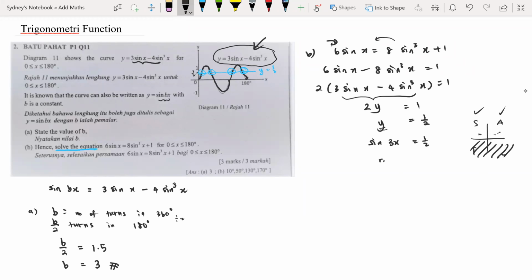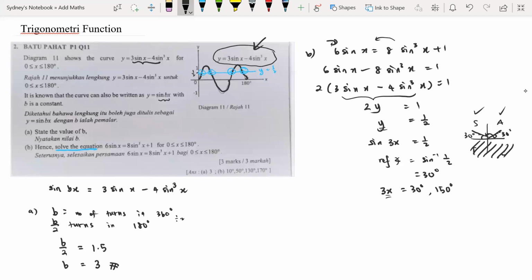Let's find the reference angle. The reference angle must be the acute angle. Let's find out what that acute angle is. The reference angle is arc sine of half, which is 30 degrees. If you use a calculator, you get 30 degrees, or if you memorize the special angle values, you know arc sine half is actually 30 degrees. So the actual angle will be 30 degrees in the first quadrant, and in the second quadrant it will be 150 degrees.